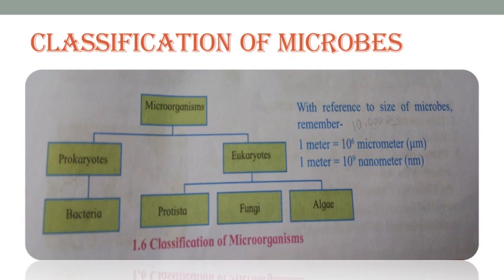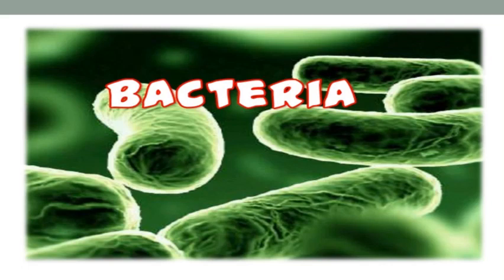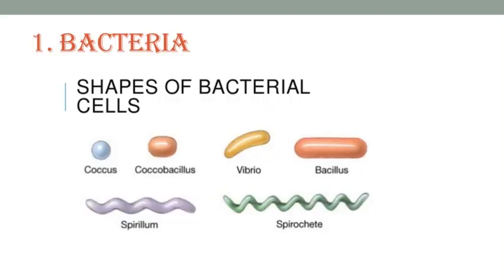As you can see here, one diagram is given of the classification of microorganisms. Microorganisms are divided into prokaryotes and eukaryotes. In prokaryotes, bacteria are there, and under the eukaryotic microorganisms, protista, fungi and algae are present. Now the first microorganism which we have to see is the bacteria.